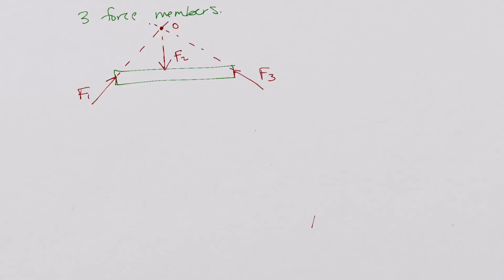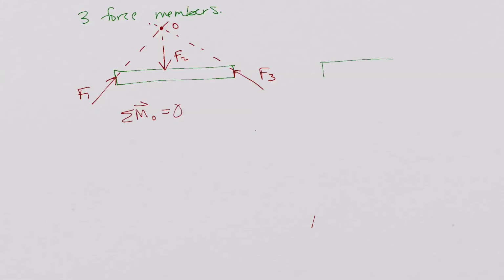So they either have to be concurrent or parallel. So this is an example of being concurrent. If you take the line of action of each of those forces, then the line of action must pass through that point 0. And at that point 0, the sum of the moments about 0 is going to equal 0. A special case of that is just where they're all parallel.